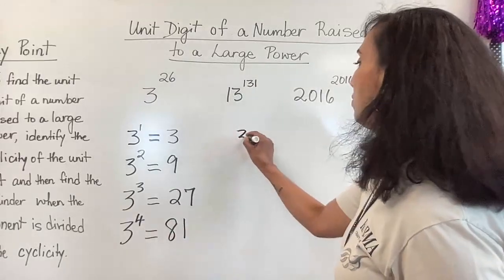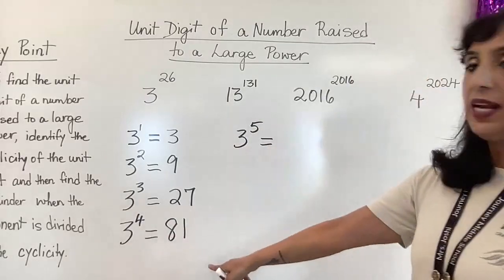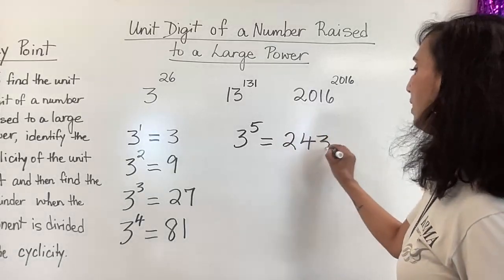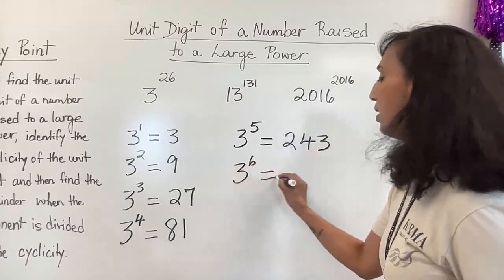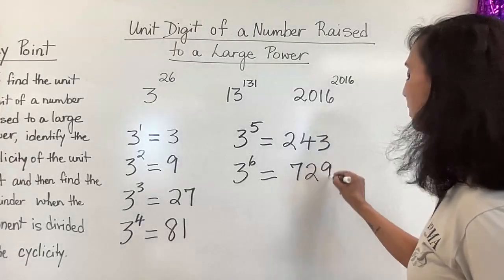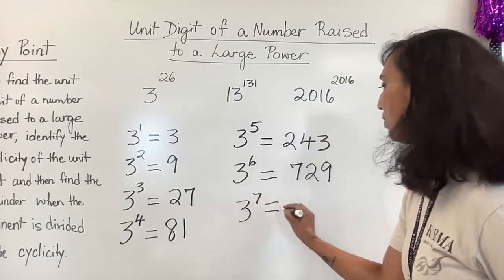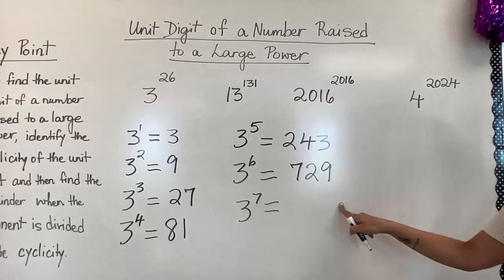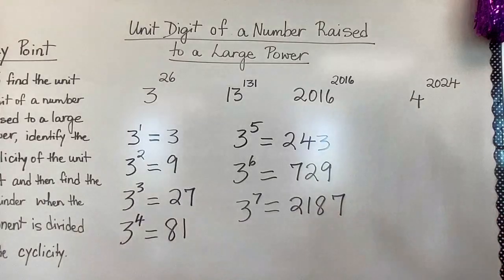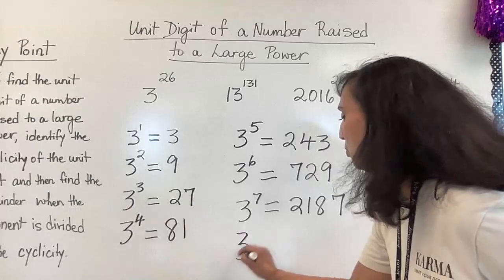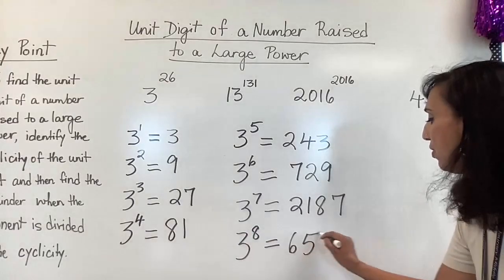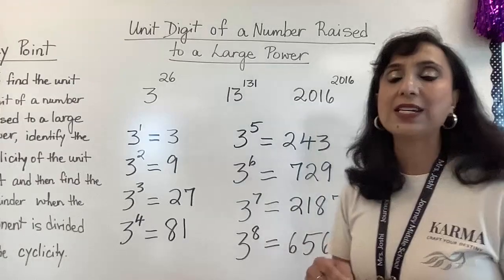Then 3 to the fifth power, 81 times 3, I'm going to get 243. And 3 to the sixth power, 243 times 3, I'm going to get 729. 3 to the seventh power, 729 times 3, I'm going to get 2,187. And then if I do that times 3, which is 3 to the eighth power, I'm going to get 6,561. And then this pattern continues.